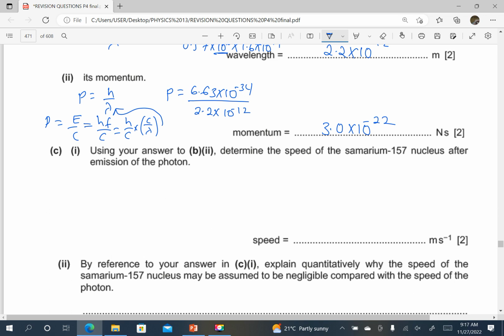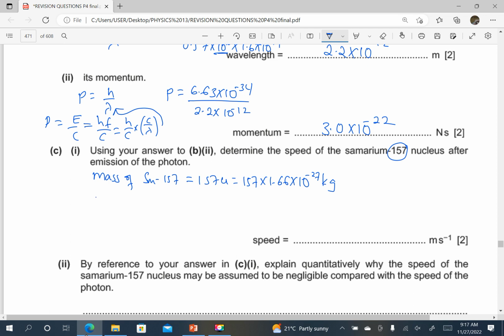So we can begin by finding the mass of samarium. Because momentum will be mass times velocity. So the mass of SM 157, of course, the nuclear number is in U, so we just change it to kilograms. So this will be 157 U. And 1 U is 1.66 times 10 power negative 27 kilograms. So this will be 157 times 1.66 times 10 power negative 27. Now it is in kilograms. So that is the mass.